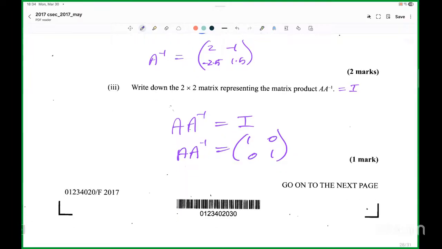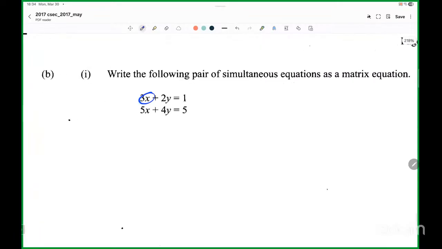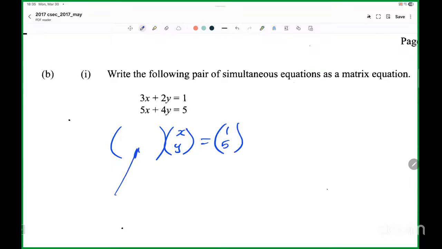All right? Next question says, write a pair of simultaneous equations as a matrix equation. So you make sure that you have an x value followed by a y value in the two equations. And it becomes a 2 by 2 matrix times a column matrix xy equals a column matrix with these values 1, 5. And the values inside here are the coefficients of the x and the y up here. So it's 3, 2 on the top line, 5, 4 on the bottom line.